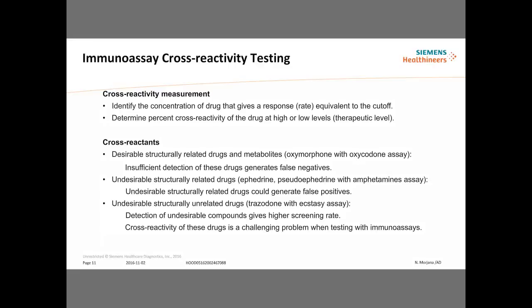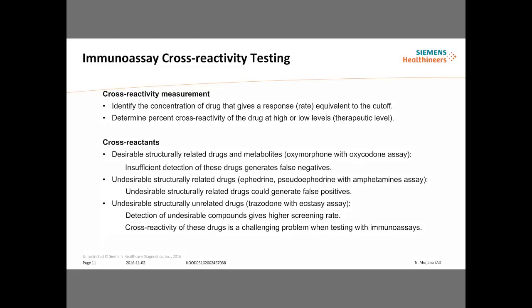What kinds of cross-reactants do we encounter when we develop assays? One is desirable structurally related drugs and metabolites. They are structurally related to the targeted drug, and you preferably want to detect them, such as oxymorphone detection with an oxycodone assay. Insufficient detection of these drugs will lead to false negative results.